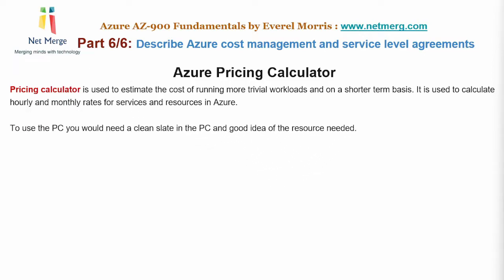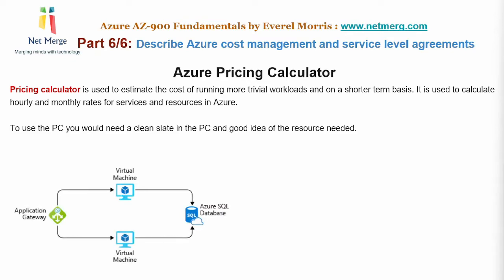So to use a pricing calculator, you would need a clean slate. You would have two virtual machines. You want to make sure they're virtual machines with nothing loaded on them to get a good estimate. You want to use an application gateway, and you want an Azure database. So now you want these four resources. You want to look at them and see what it would cost if you applied them to your particular workload, so you could get a more trivial understanding of your basic costs.